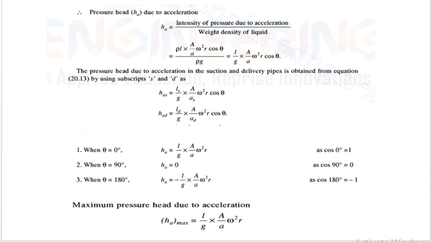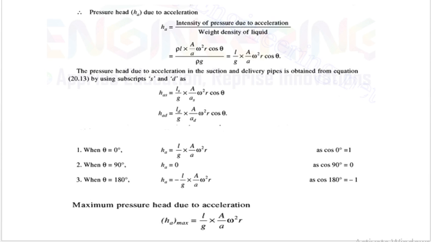AS means area of the suction pipe, omega square r cos theta, and HAD means accelerative head in delivery pipe, which is LD by G into capital A by small ad. Ad is area of delivery pipe, omega square r cos theta. Now you can easily calculate the accelerative head in each and every point inside this cylinder.